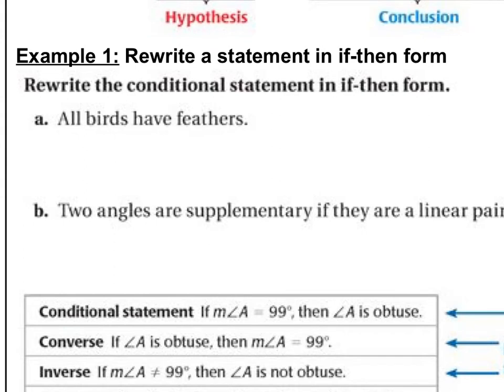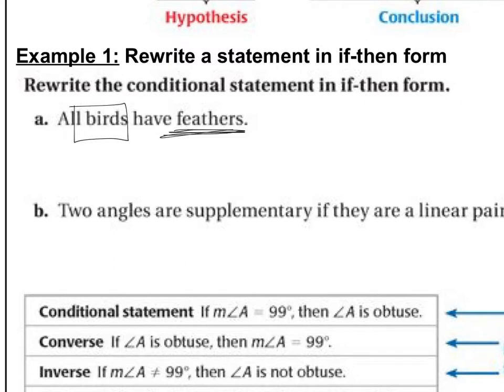Okay, so the first one is all birds have feathers. We want to write that as an if-then statement. So one good way is to try to identify what we are talking about, what is our hypothesis, what is our conclusion. And if I was looking at this, I would say that feathers is our hypothesis, and then birds would then be our conclusion.